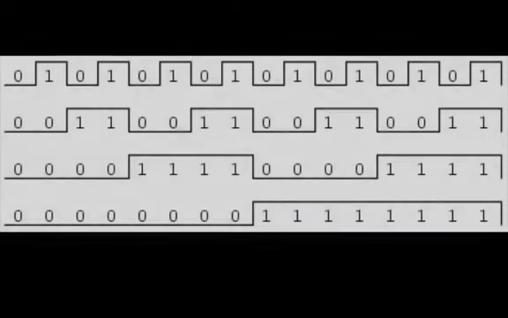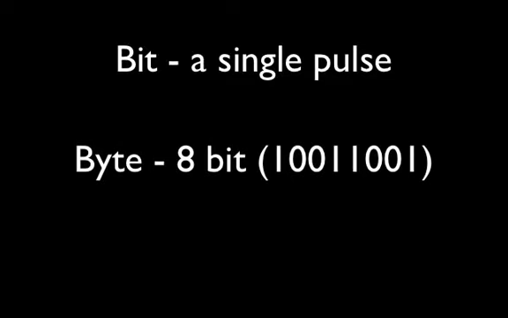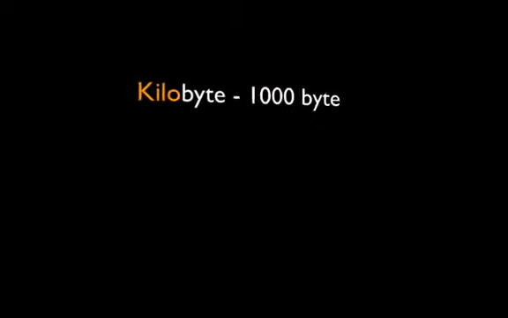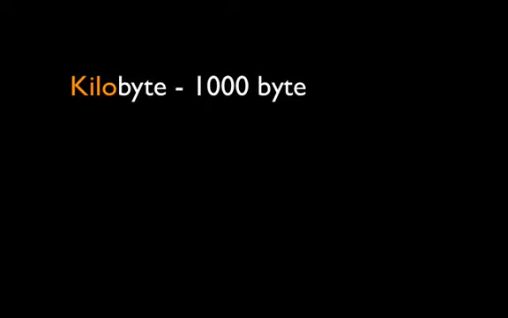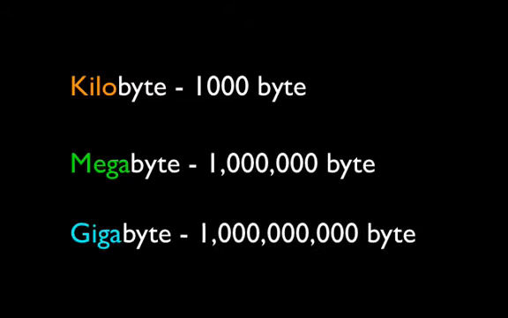A binary system of 0 and 1 can represent the computer world of electrical pulses. A single electrical pulse is represented by a 0 or by a 1 and is called a bit. A group of 8 bits is called a byte. When discussing large amounts of bytes, we use K or kilo for thousands, M or mega for millions, G or giga for billions, and so forth.